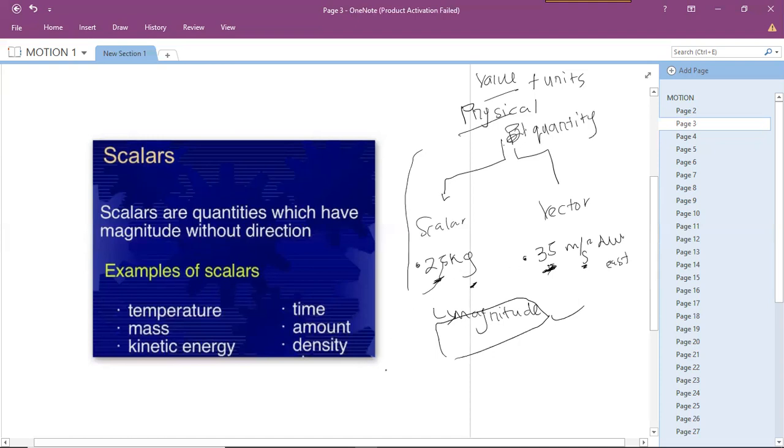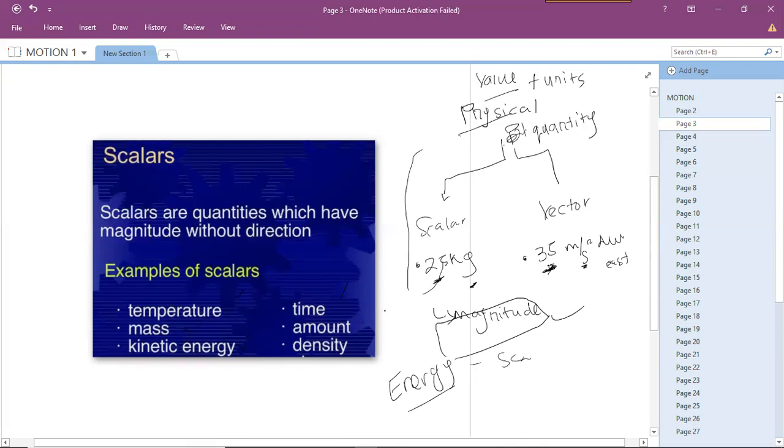Then they say, give some examples of physical quantities. You're going to tell them, temperature is a physical quantity. We just say 76 degrees Celsius or 34 degrees Celsius. We don't say 25 degrees Celsius due east. No, it just has a numerical value and a given magnitude. So it just has a magnitude without direction. We also have mass, like the kg example, kinetic energy, all types of energy. Let me just say energy is a scalar quantity.